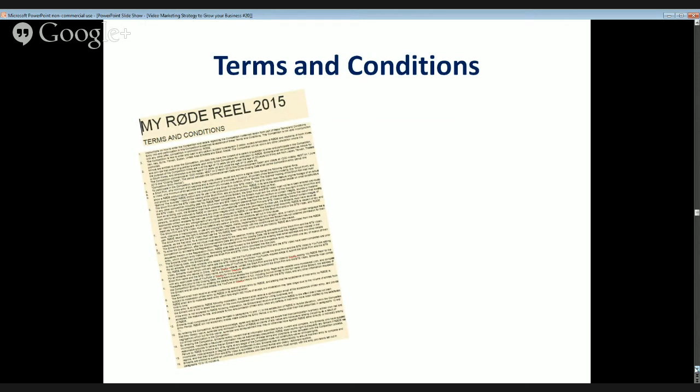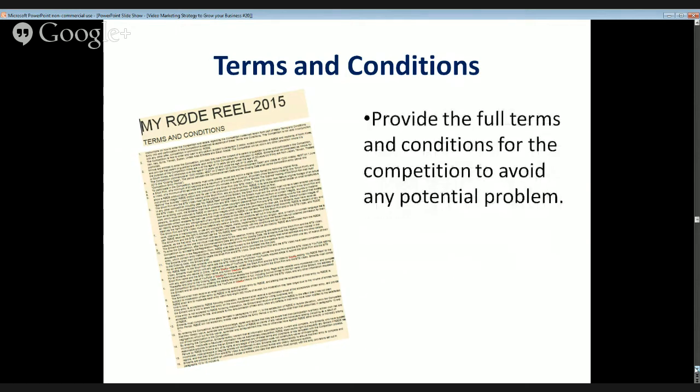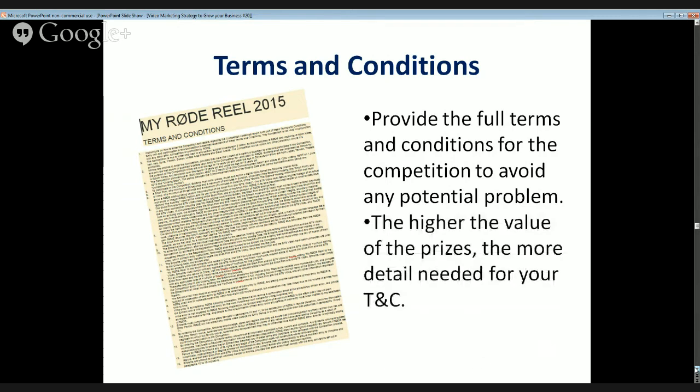Okay, obviously you need terms and conditions. This is a very important part of it. You need to provide full terms and conditions for the competition to avoid any potential problem. So make sure the rules are out there, that they can get those rules. In this case, they can get the rules through the starter pack, but you must have those rules completed and available so people know exactly how to enter. And let me tell you that the higher the value of the prizes, the more detail needed for your T&C.